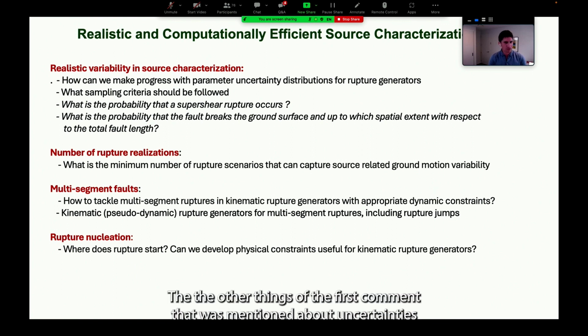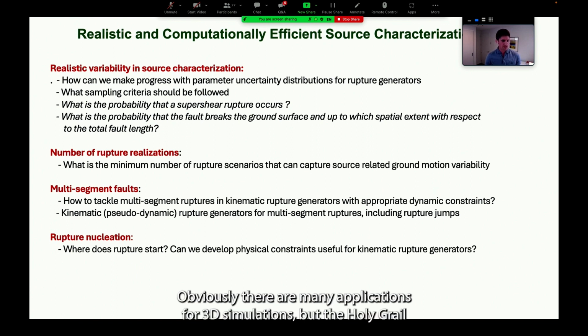The other thing, the first comment that was mentioned about parametric uncertainties, I think is really important, because Roberto alluded to how 3D simulations can be used in probabilistic seismic hazard analysis. Obviously, there are many applications for 3D simulations, but the holy grail would be where we can estimate the distribution of ground motion, both mean, standard deviation, and range with good accuracy. And so that clearly requires us to define the uncertainty distribution adequately.